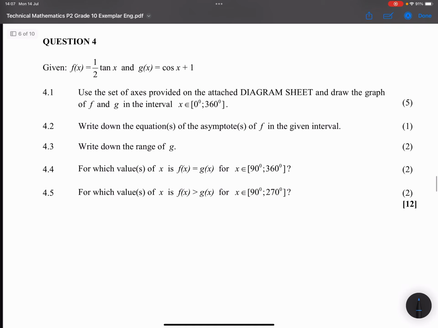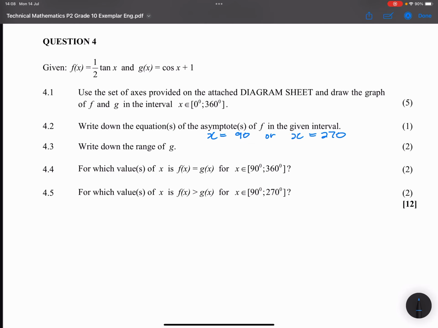Now they say to us, write down the equation, or rather the equations of the asymptotes of f in the given interval. Right, so in this case, which asymptotes did we have for the graph of f? We've got x is equal to 90 degrees, or we've got x is equal to 270 degrees. That's where our asymptotes were, right?